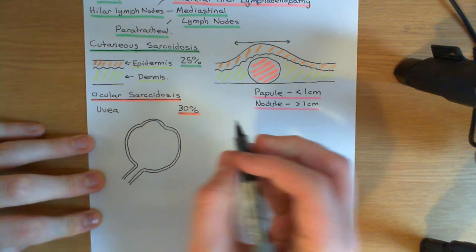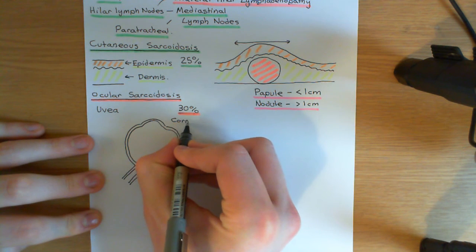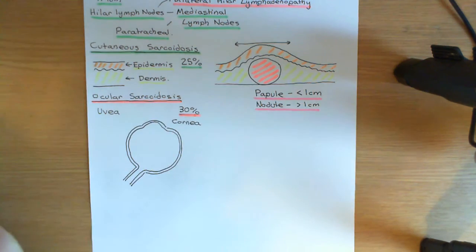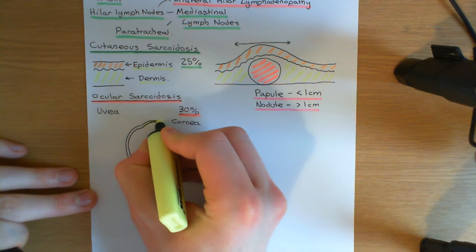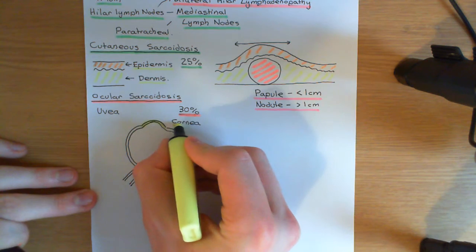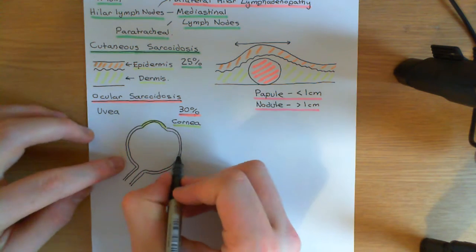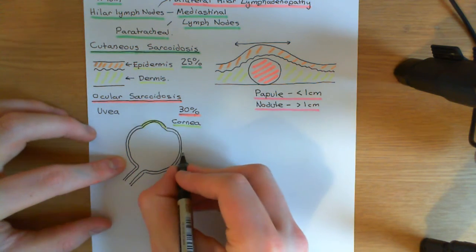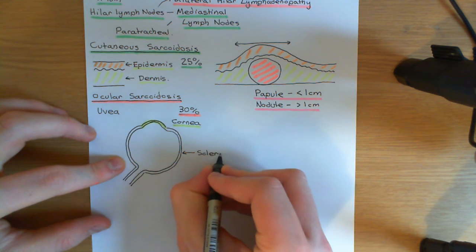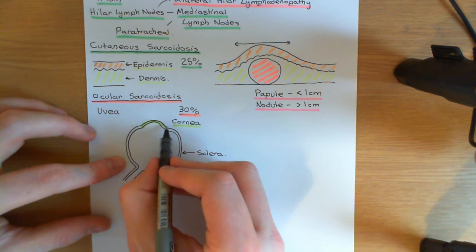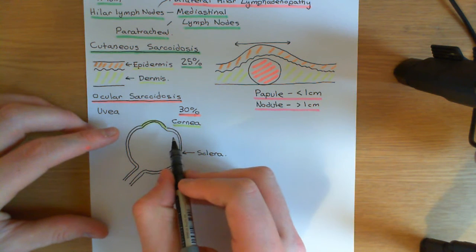Okay, so I'll label this bit up firstly. So right at the front, this is of course the cornea. So this bit, which I'll colour in here in yellow, this is the cornea. And then behind all of this bit here, which colours the rest of the eye, this is what is known as the sclera, and this is the bit that appears white. So the cornea is obviously transparent, whereas the sclera is opaque, it appears white.